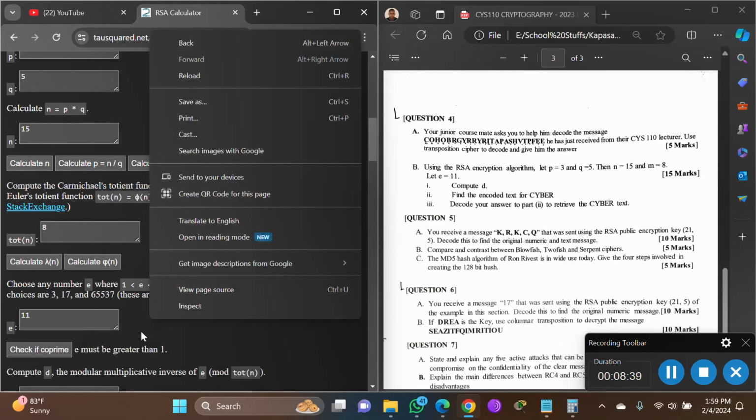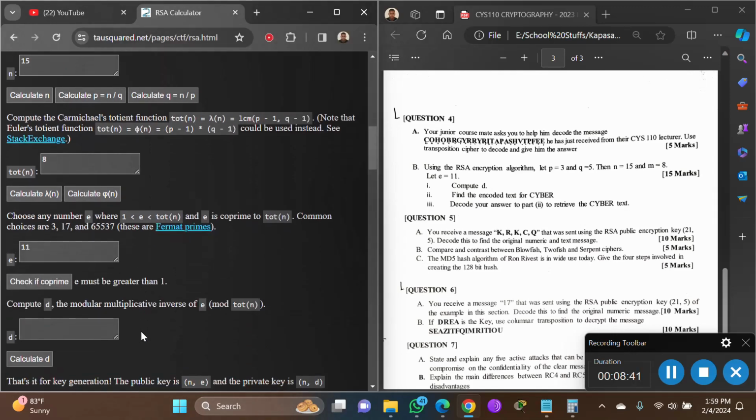Then after that, we need to compute D. We have already computed D, but if you say compute D, it means we need to get 3. As you can see, it's 3. Simple as that. It is very fast using a site, but you are not allowed to use this. I'm showing you this because it will be important for you to check that whatever you are doing is correct.